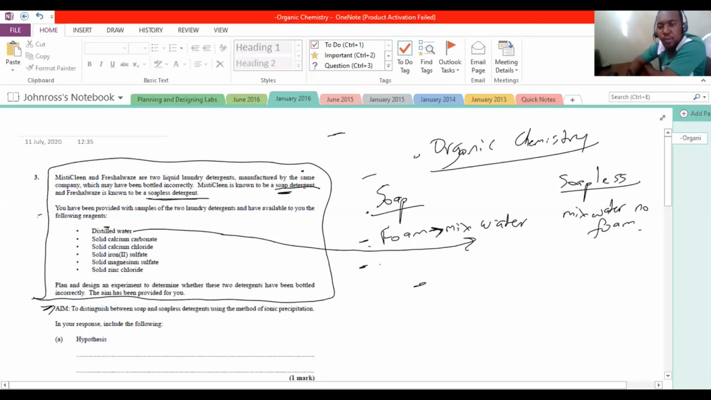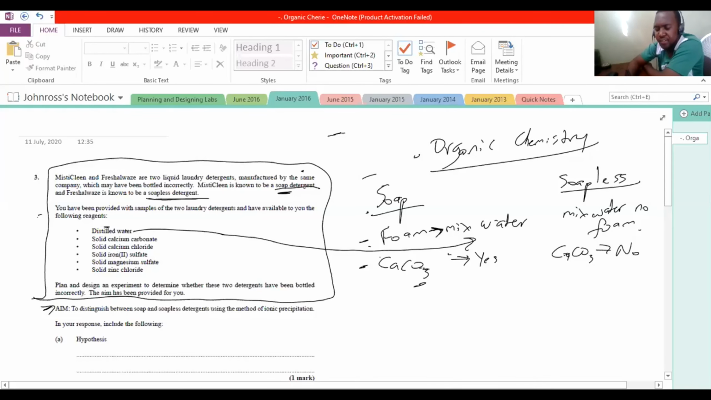So that means for our soap, if we react our calcium carbonate with the soap, what do you think, would it produce a foam? No. Yes, all right, so yes, it will. And then this would be no. The same thing will apply if it was calcium chloride or magnesium sulfate. So these are the things that we know.